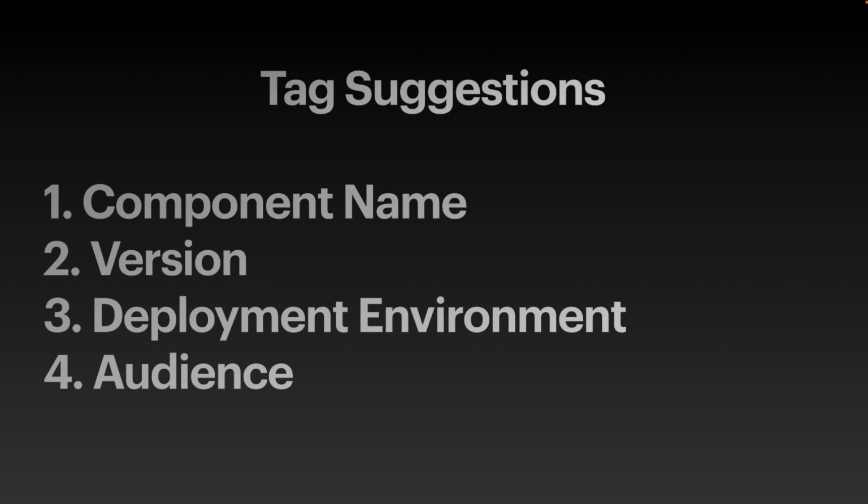Three, deployment environment. Where is the code running? It might be dev, might be QA, staging, production, however you have your application set up. And then finally, audience. If relevant, which customer is this deployment intended for? If you run separate environments for your customers, this might be something like a customer name. If you have deployments for each development team, it could be the name of the team using this deployment.